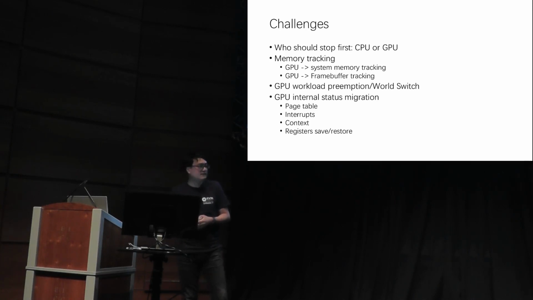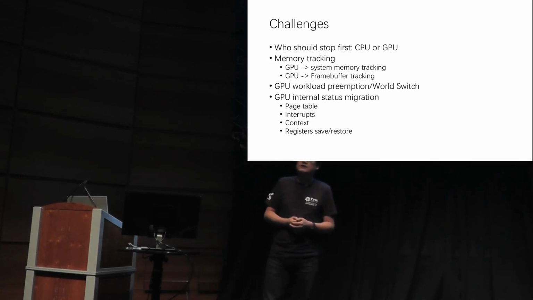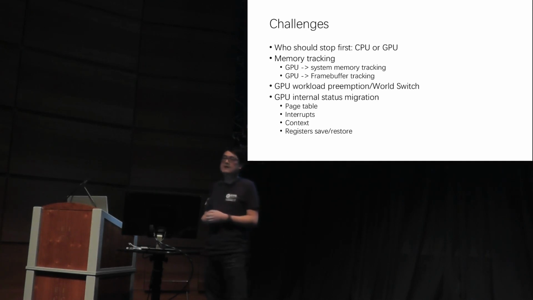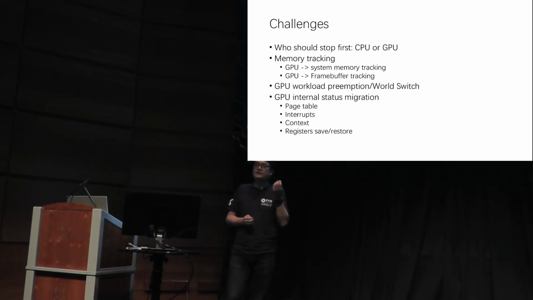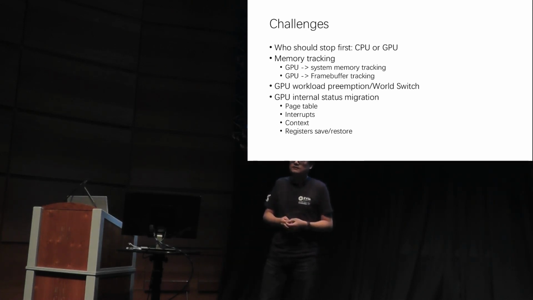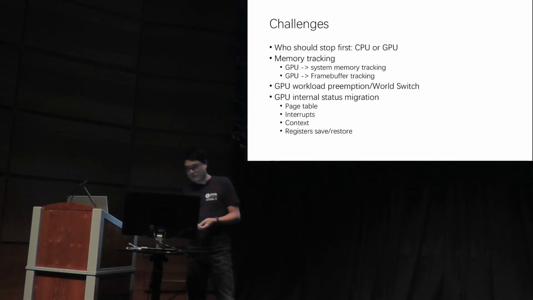And regarding the second challenge, here is the memory tracking. We know when we do the live migrations, the first thing is how to track the dirty memories. Here the dirty memory is from the GPU side. The GPU will access the frame buffer. The GPU will also access the system memory. So the problem here is how the GPU tracks these memories. Fortunately, we already resolved this.